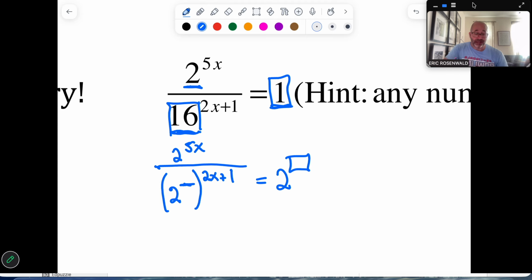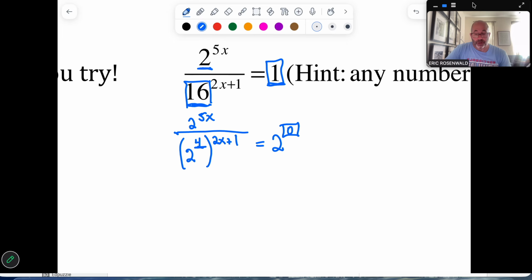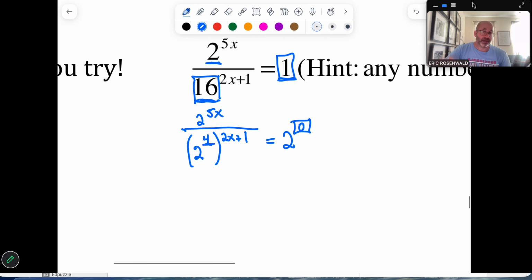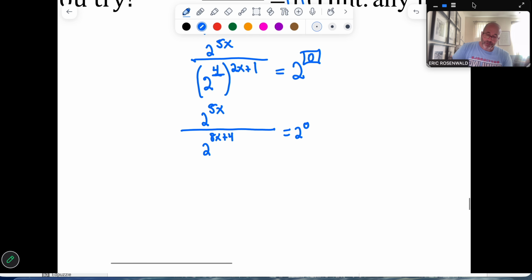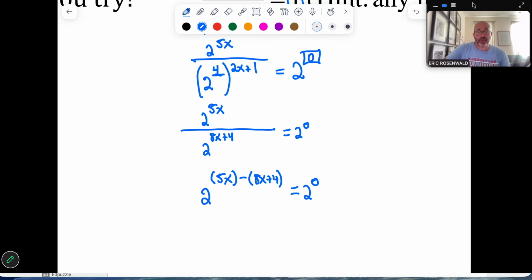Well, hopefully you remember anything to the 0 power is equal to 1. That takes care of that right side. But what about the left side? Well, 2 to the 4th power is equal to 16. So now that we've got exactly the same bases, we can use our rules. We have 2 to the 5x over 2 to the 8x plus 4, and that's equal to 2 to the 0. That means that if I use my rules, I can write this as 2 to the 5x minus 8x plus 4 is equal to 2 to the 0 power.